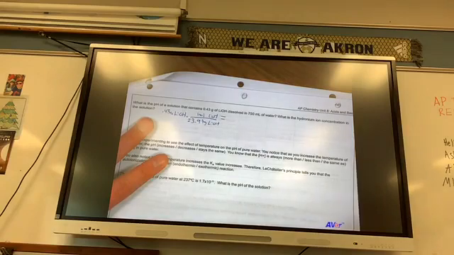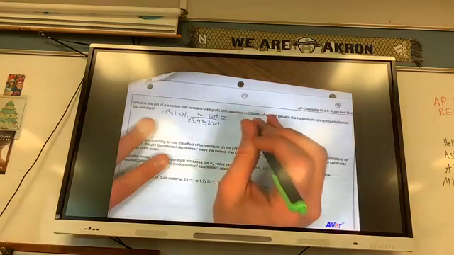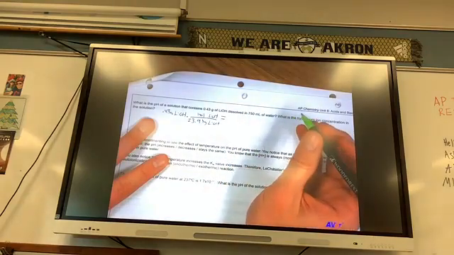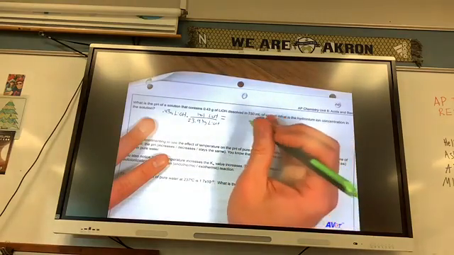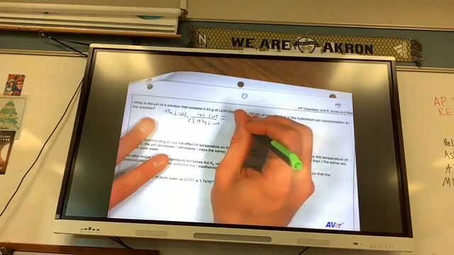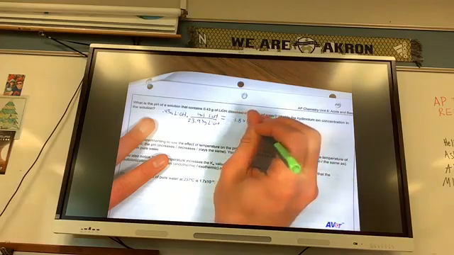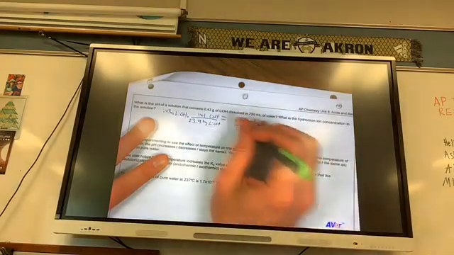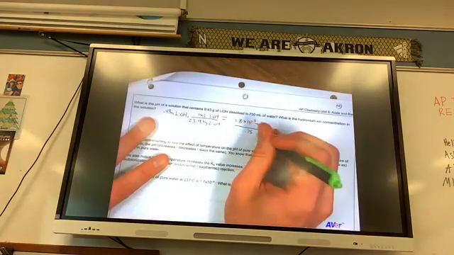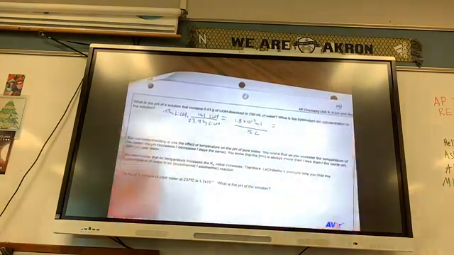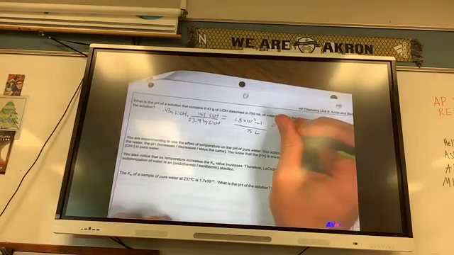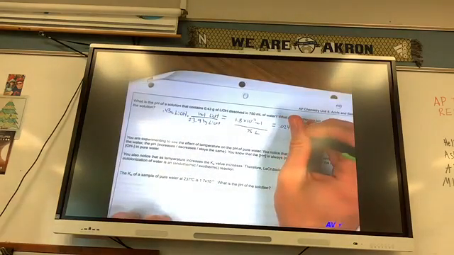What do you get? What'd you get for moles, Emily? 1.8 times 10 to the negative second moles, right? Does that sound good? Divided by what? 0.75 liters. And what does that give you for your molarity? 0.024 molar.